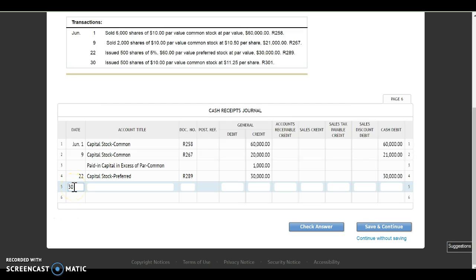Okay, the 30th. We issued 500 shares of $10 par value common stock at $11.25 per share, receipt number 301. So here they don't give us the totals, so we're going to have to figure those out. So when we look on the 30th, how much cash we received, we had 500 shares that we sold at $11.25 per share. So we're going to take 500 times 11.25. That's going to give us the amount of cash that we're receiving. So $5,625.